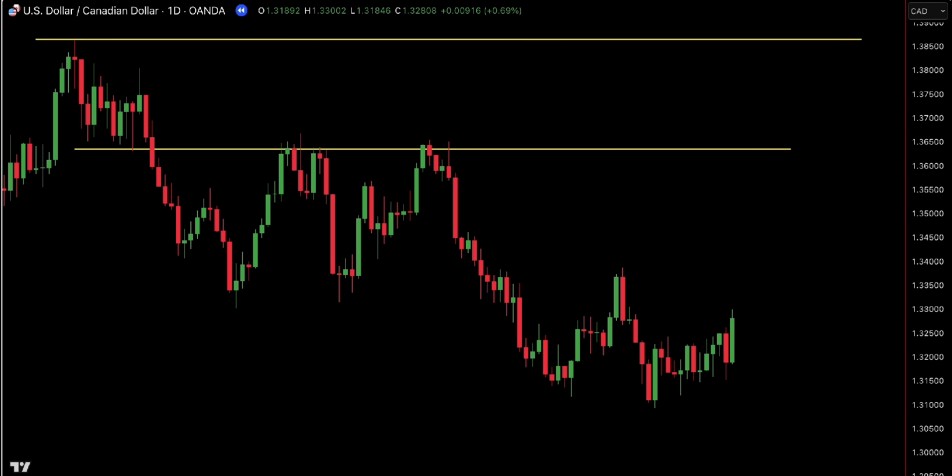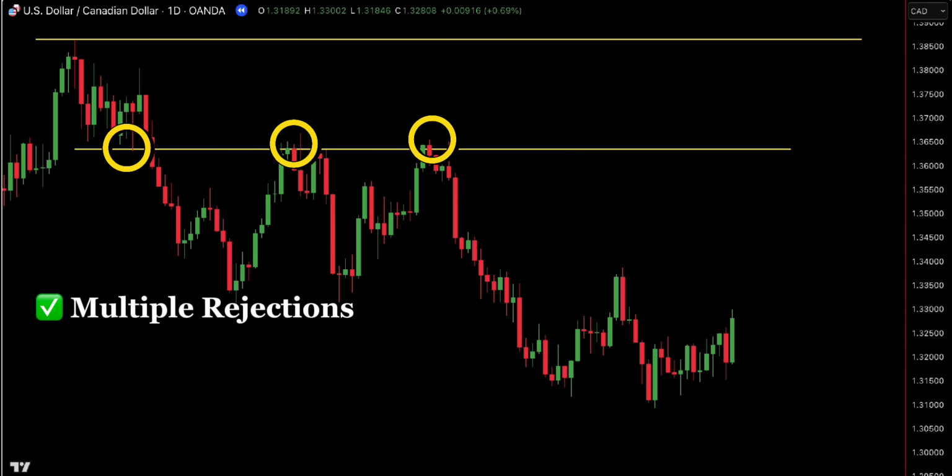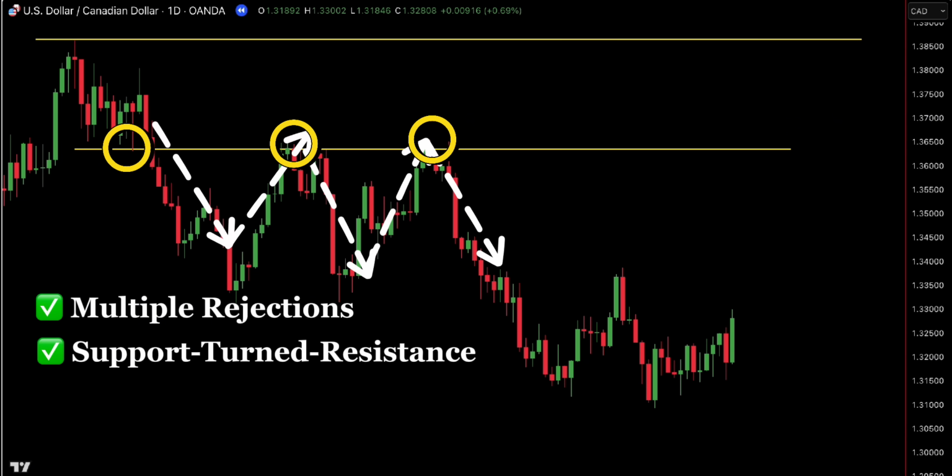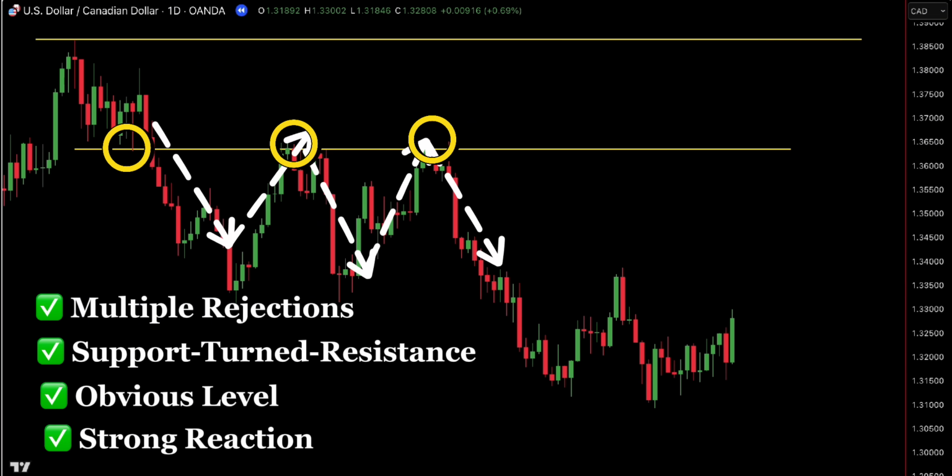Moving down, we spot another key level that meets the following criteria. Multiple rejections. The level was tested and rejected multiple times. Support turned resistance. After a breakout, the previous support level became a resistance level. Obvious level. It is easily noticeable on the chart. Strong reaction. Once the price reached this level, it moved away sharply.